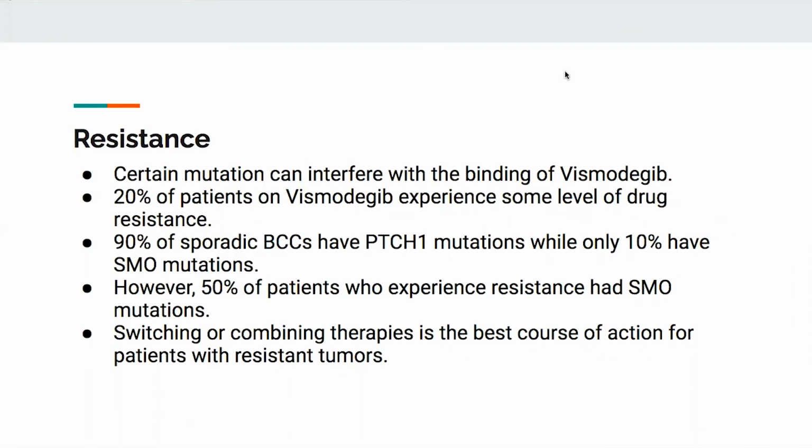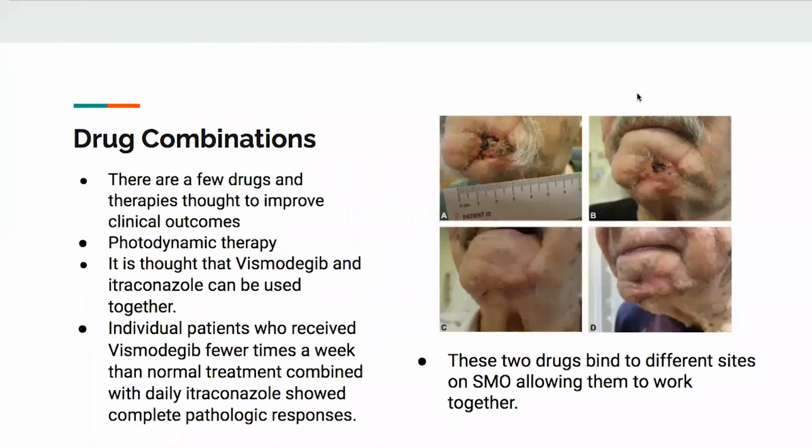20% of patients on vismodegib experience some level of drug resistance. Now, 90% of sporadic basal cell carcinomas have PTCH1 mutations, while only 10% have SMO or smoothened mutations. However, 50% of patients who experience resistance had smoothened mutations. So switching or combining therapies is the best course of action for patients who have resistant tumors. Now, some of these drug combinations are thought to improve clinical outcomes.